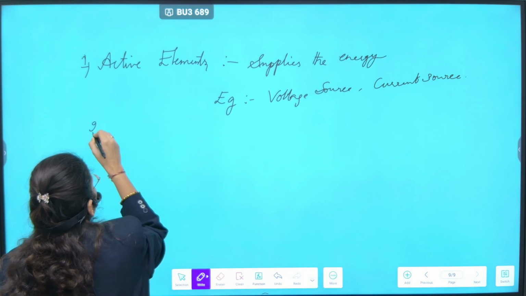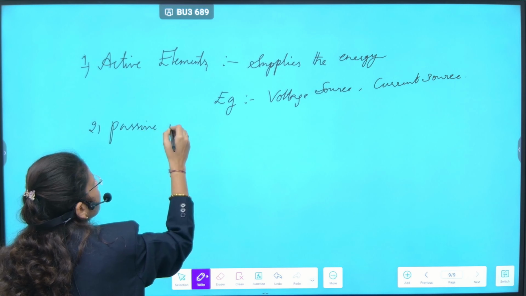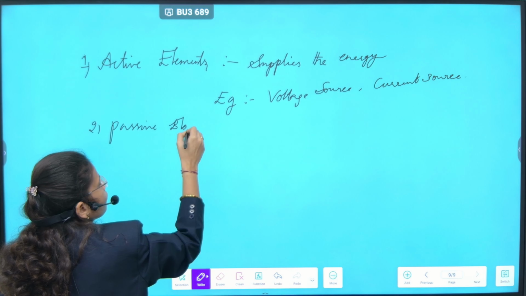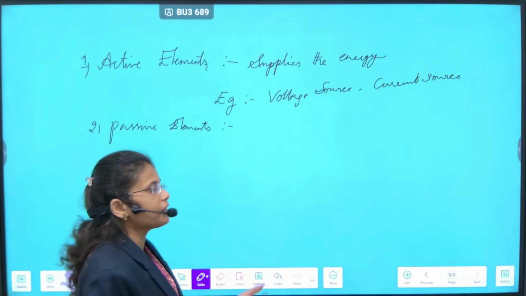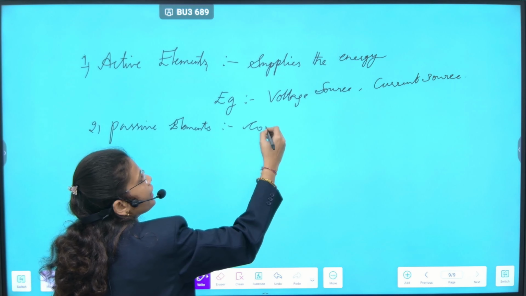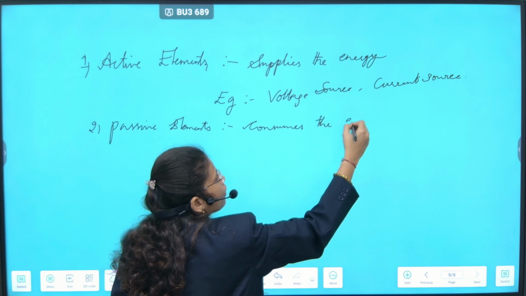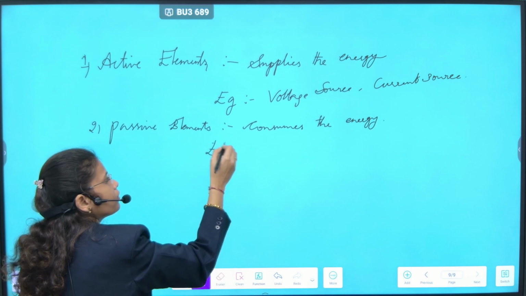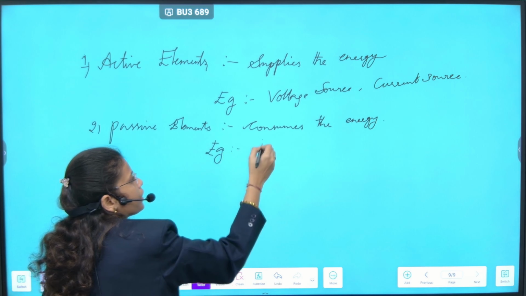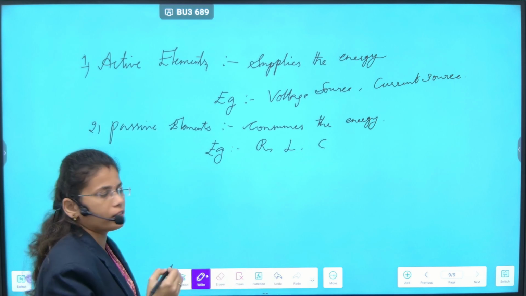Next, passive elements. Active elements supply the energy. Passive elements consume the energy. Examples are resistor, inductor, and capacitor.